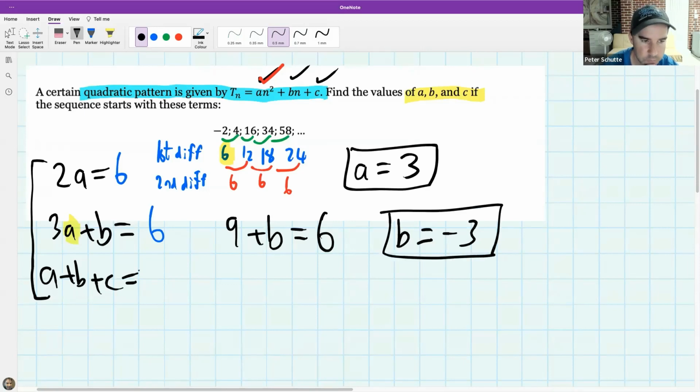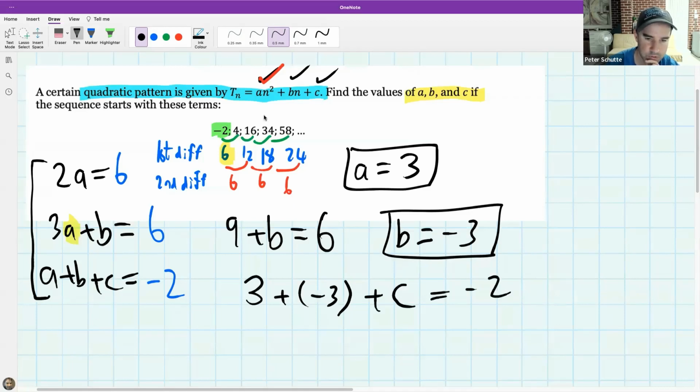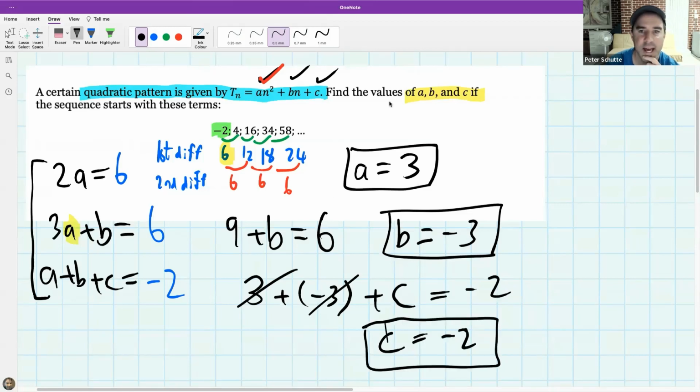And then the last thing that we do is we say that A plus B plus C is always equal to the first term. And so we say that that's equal to minus 2. We have values for A and B already. So we go 3 plus minus 3 plus C equals minus 2. And 3 plus minus 3 is nothing. And so C must be equal to minus 2. And so have I answered my question? Find the values of A, B, and C. A is 3, B is minus 3, C is minus 2.